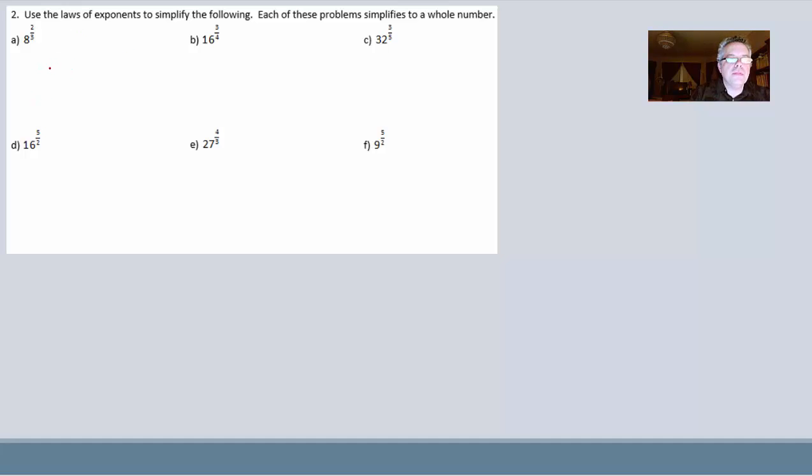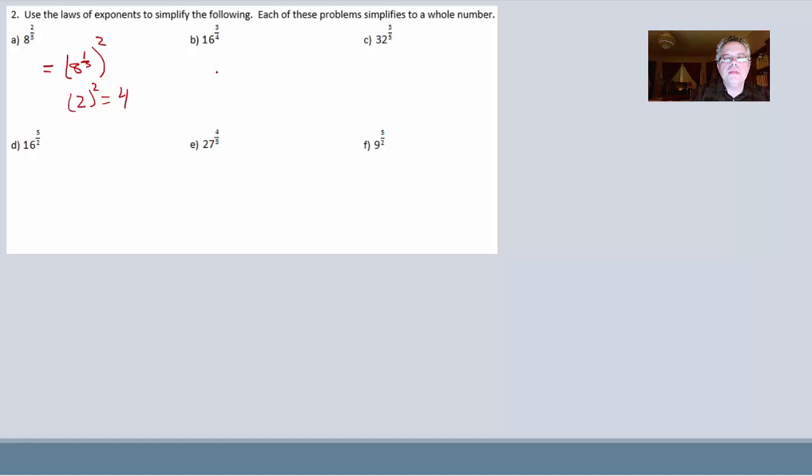I'm going to break this up kind of differently than before. I'm going to put the fraction on the inside when I'm doing a problem like this. 8 to the 1/3 squared. 8 to the 1/3 is the cube root of 8. And the cube root of 8 is 2. So this is 2 squared, which equals 4.